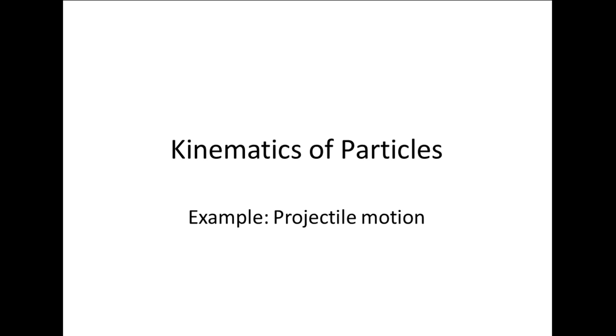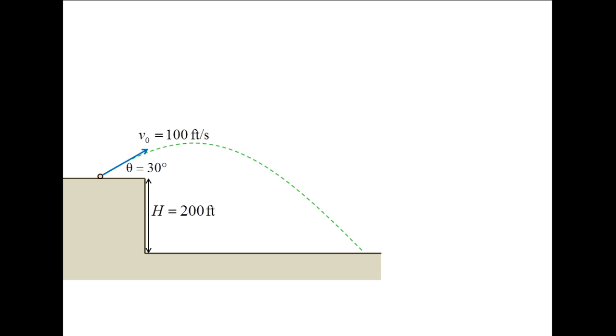In this example, we will examine projectile motion. A ball is thrown off the side of a 200-foot cliff with an initial speed, v0, of 100 feet per second at an angle theta, 30 degrees relative to the horizontal. How high will the ball travel vertically, d, before reaching its maximum height?